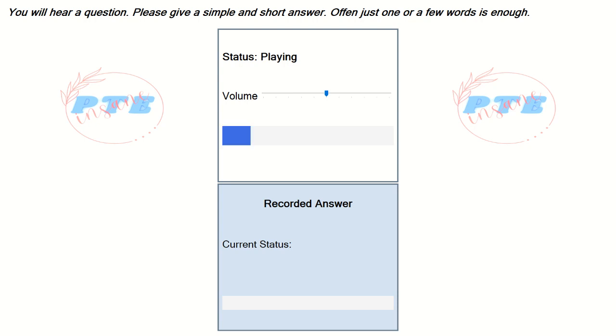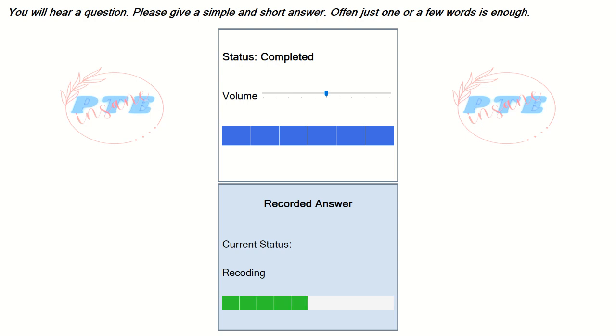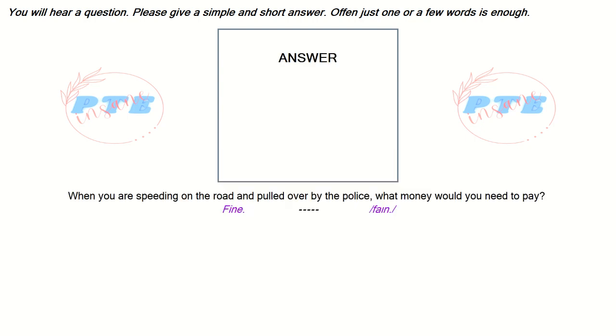When you are speeding on the road and pulled over by the police, what money would you need to pay? Fine.